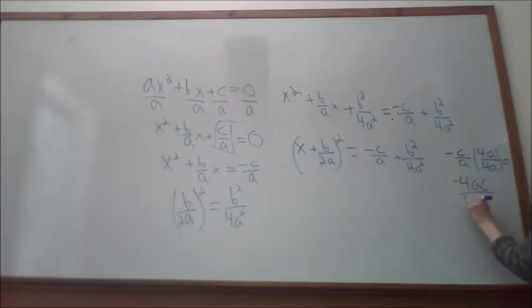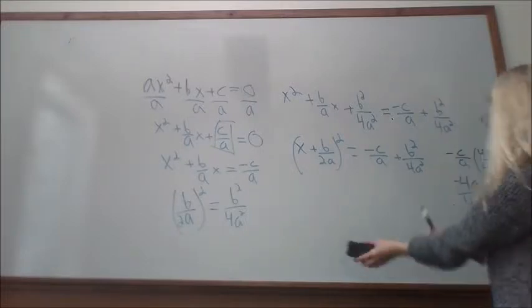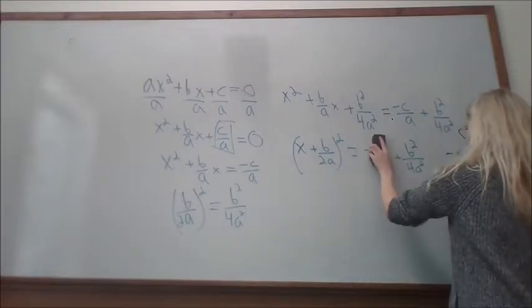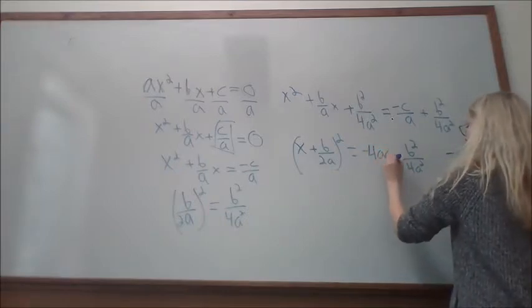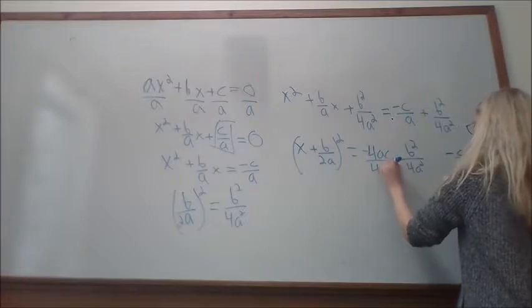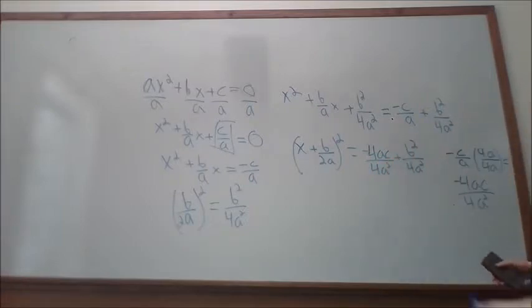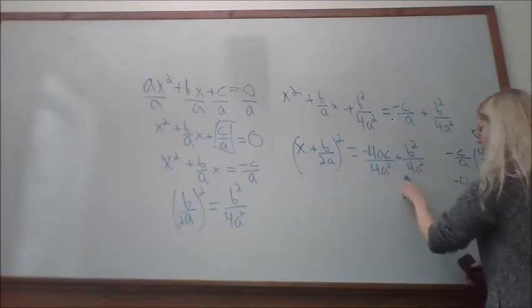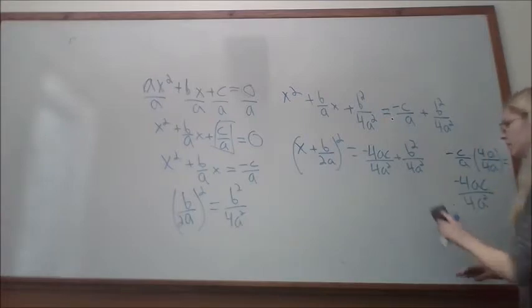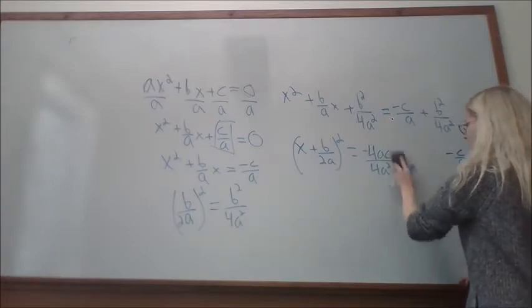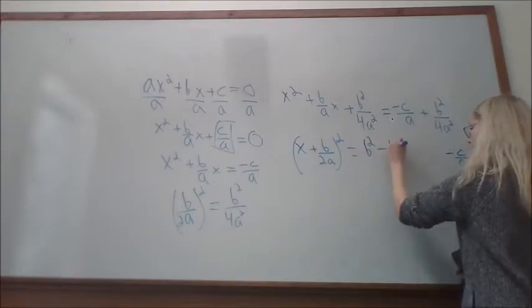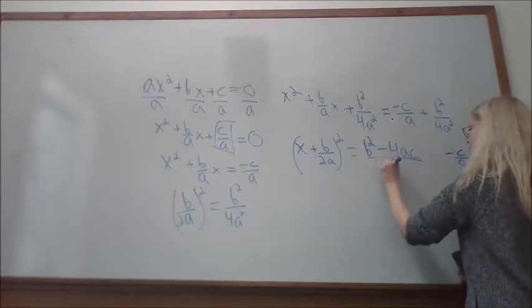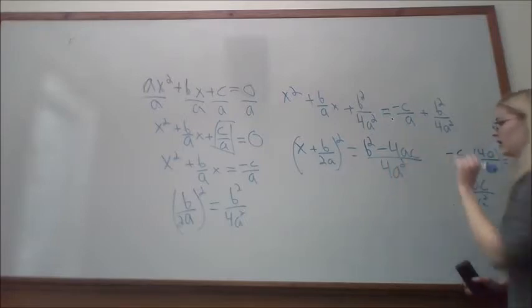So we get negative 4ac over 4a squared. So we can rewrite this as negative 4ac over 4a squared. Now, since these two have the same denominators, we can combine them. So, I'm going to rearrange the order a little bit. B squared minus 4ac all over 4a squared.